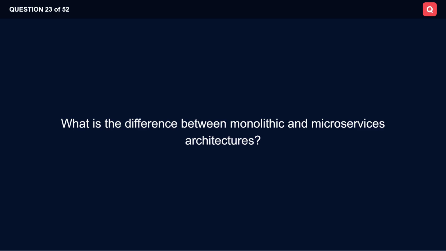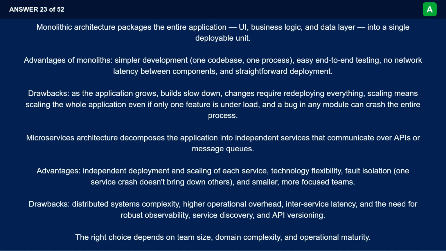What is the difference between monolithic and microservices architectures? Monolithic architecture packages the entire application, UI, business logic, and data layer, into a single deployable unit. Advantages of monoliths: simpler development, one codebase, one process, easy end-to-end testing, no network latency between components, and straightforward deployment.